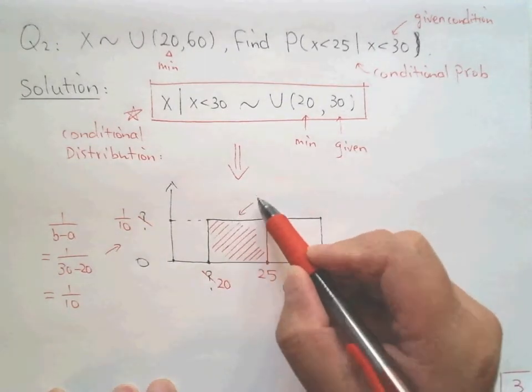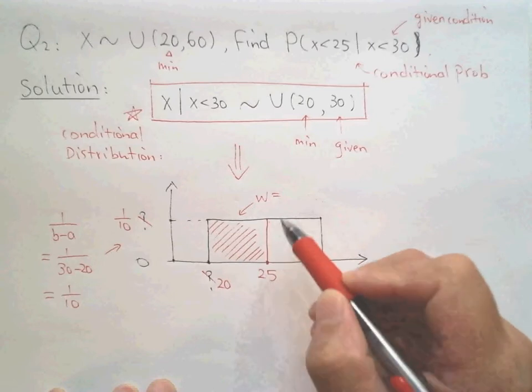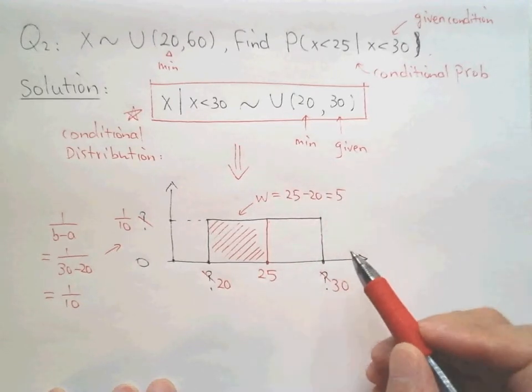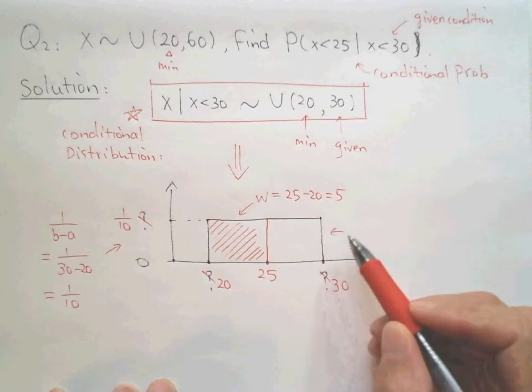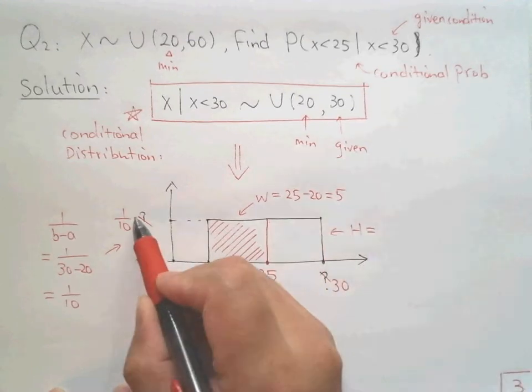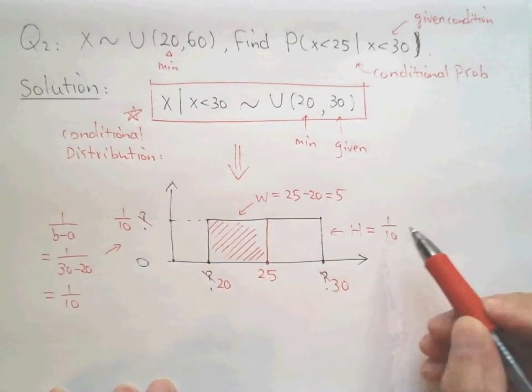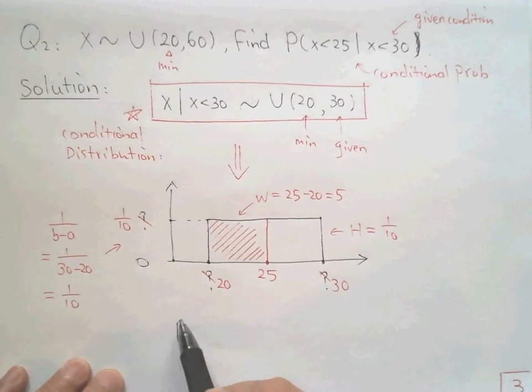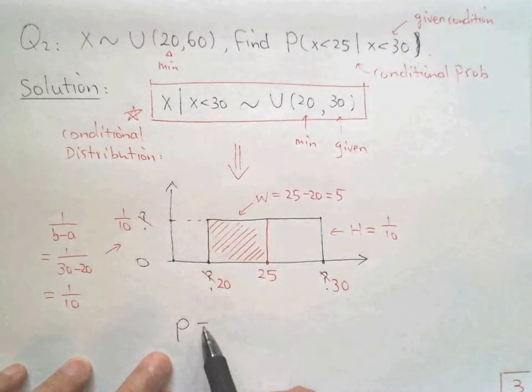And the last step is find the area. For area we need the width. I put the width is 25 minus 20, which is 5. I need the height. The height is the same as this height. It's 1 out of 10. Now you know the probability, right? So the probability is this.